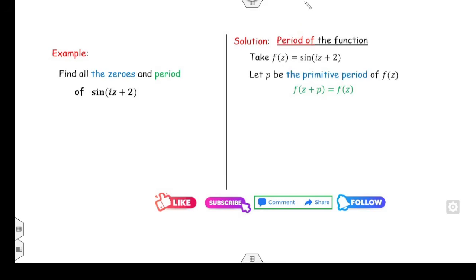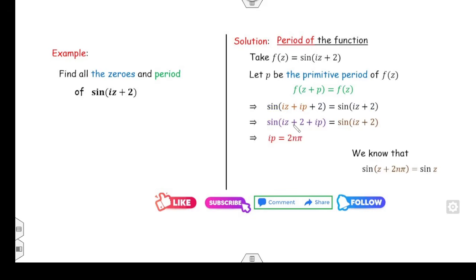Similarly, we can define the period. We can start with the definition. I can substitute the value of f. It is sin(ι(z + p) + 2), which is equal to sin(ιz + 2). I can open the bracket. It is sin(ιz + p·ι + 2), and by using the definition of periodic functions, sin(z + 2nπ) is sin z. That means this is my z, this is my z. So ιp is my 2nπ.